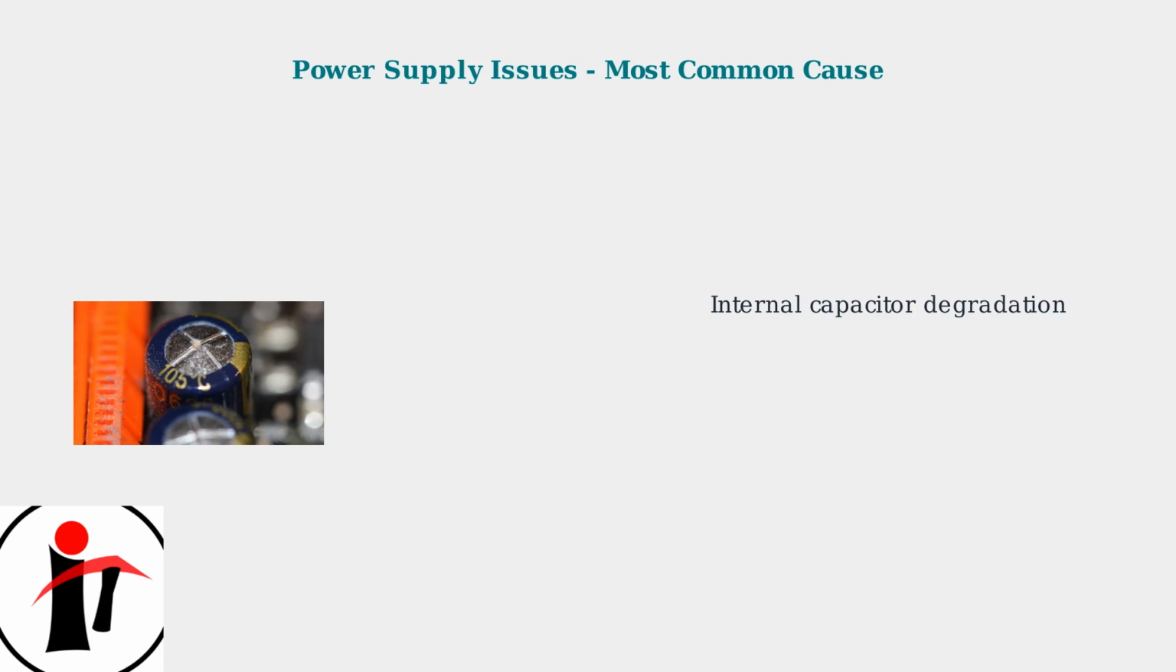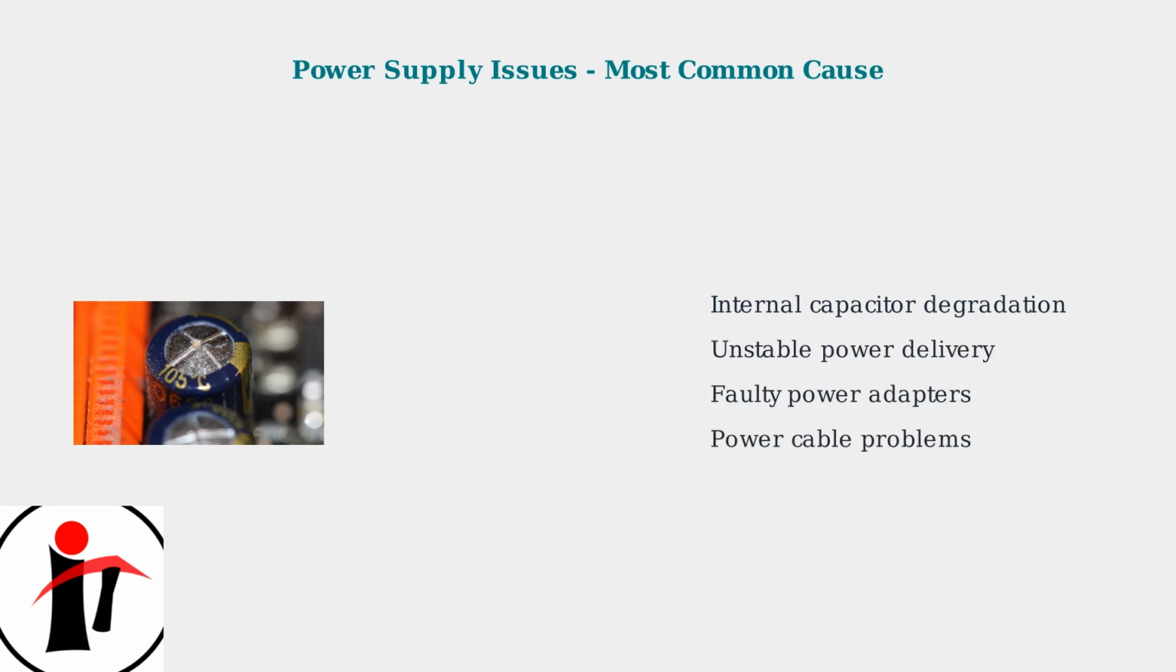The most common culprit is internal capacitor degradation. These small components, like the one shown here, can fail over time, causing unstable power delivery to the display. This leads to unstable power delivery, which manifests as blinking, flickering, or complete power cycling. Faulty power adapters and loose power cable connections can also cause similar symptoms.